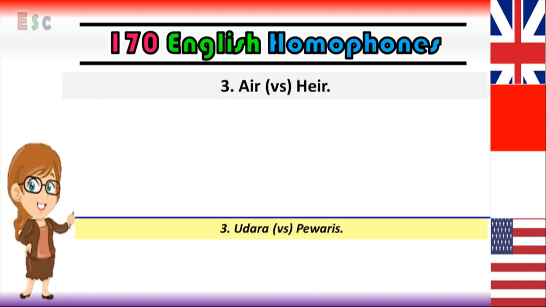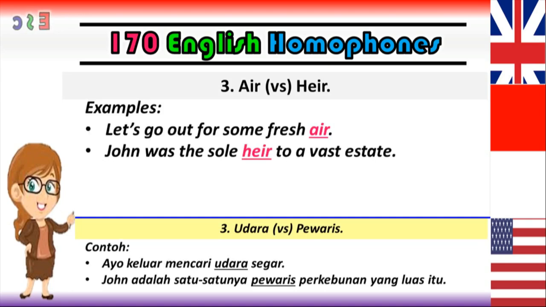3. Air versus heir. Examples. Let's go out for some fresh air. John was the sole heir to a vast estate.